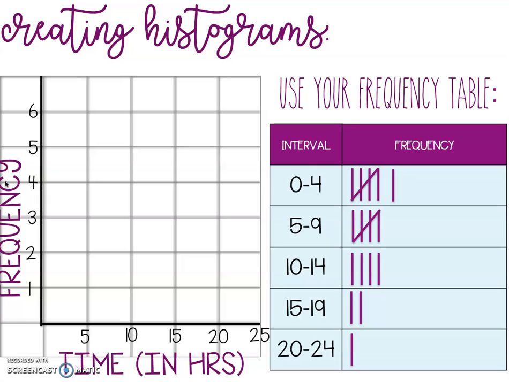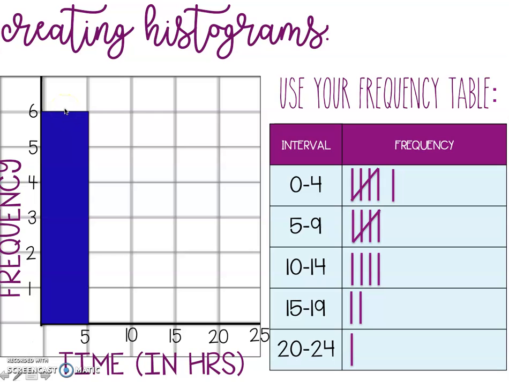All right, so now we're actually going to go and draw a bar to represent how often these intervals occurred. All right, so if we look from 0 to 4, that's going to be our space that is more than 0 but less than 5. It occurred 6 times, so I'm going to draw a bar up to 6.